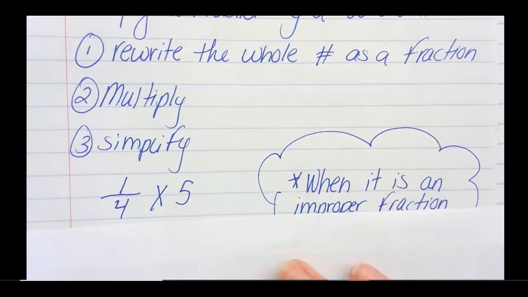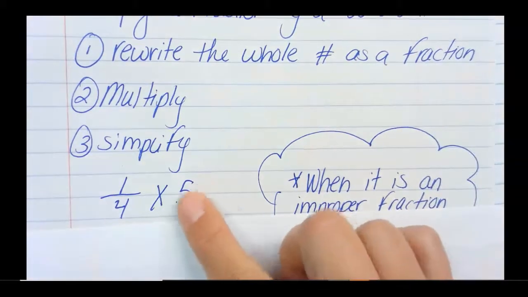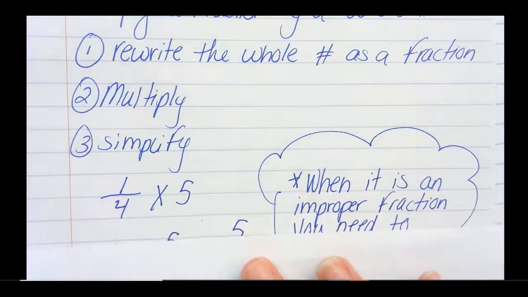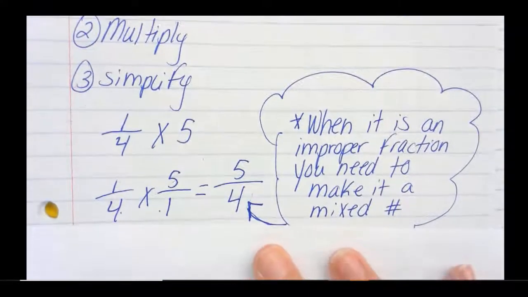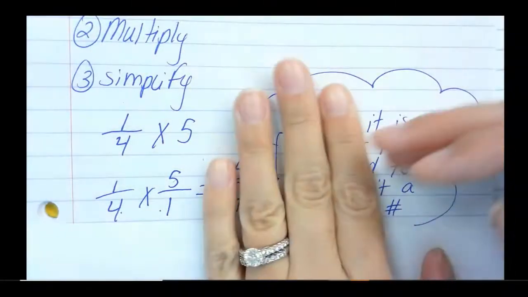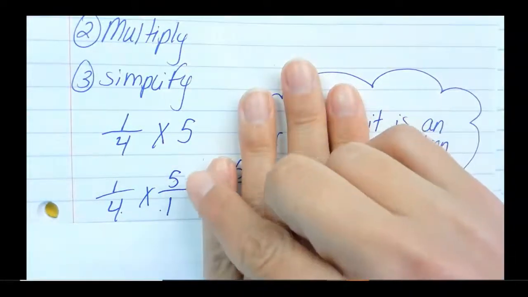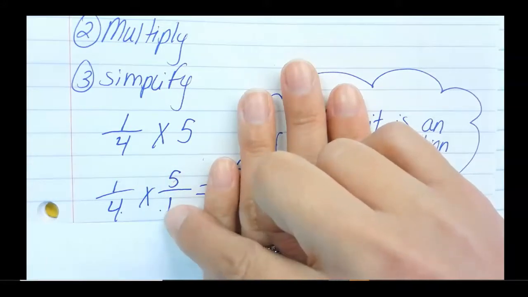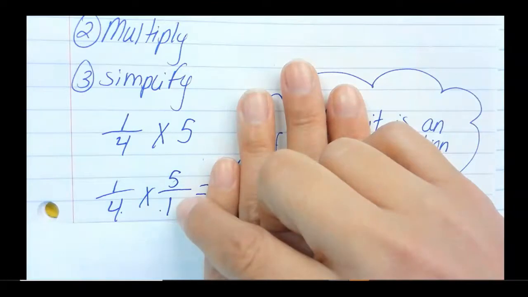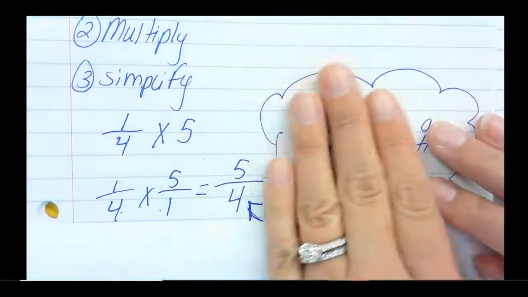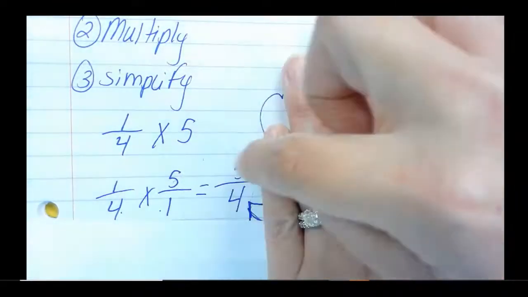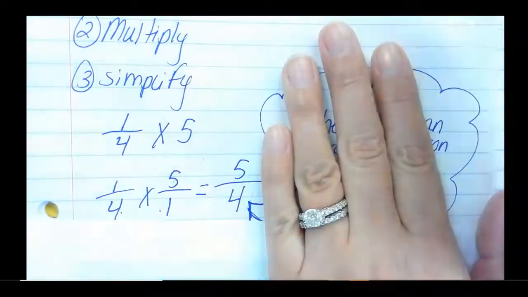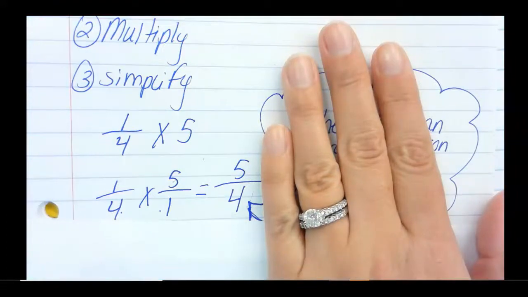Okay? So your first step is to rewrite this whole number, 5, as a fraction. So all you're going to do is put a 1 underneath that. Okay? All you do is put a 1 underneath it. And then you multiply. 1 times 5 is 5. 4 times 1 is 4. And you get 5/4.